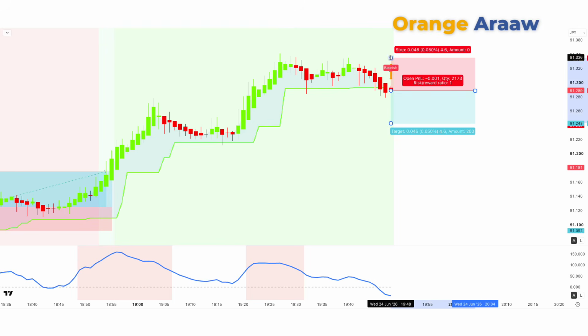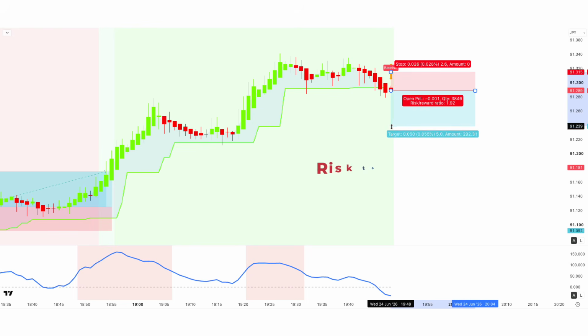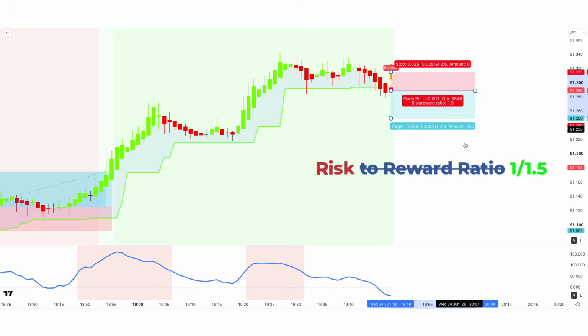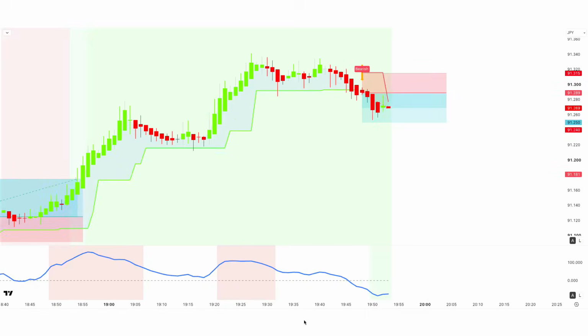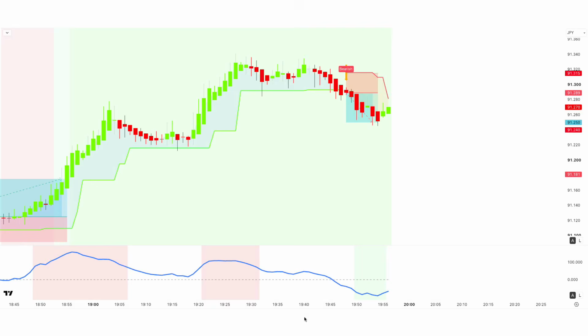Our stop loss is to be placed at the orange arrow. And the risk to reward ratio will be 1:1.5. We have won the trade. Let's find the next trade.